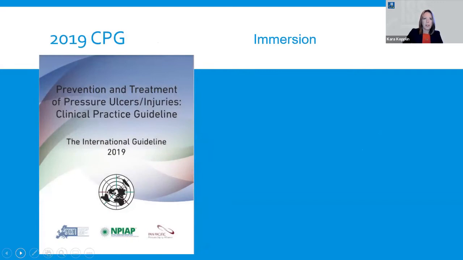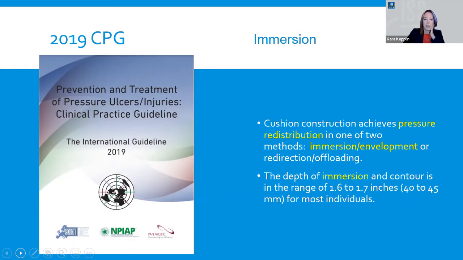We can compare the contact area and peak pressures and pressure distributions with that method, and that gives us some information. We can then take a look at immersion. The clinical practice guideline goes on to explain that cushion construction can do the pressure redistribution that we're looking for in one of two methods, either with immersion and envelopment or redirection and offloading.